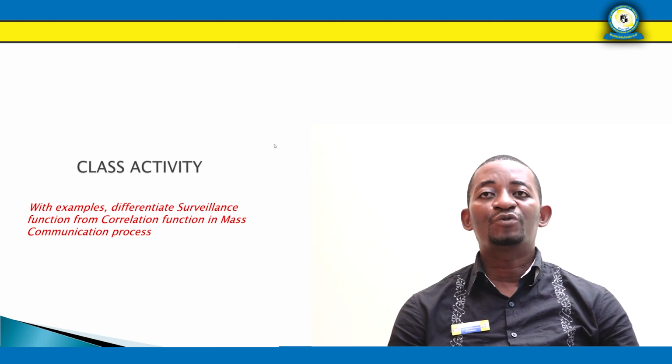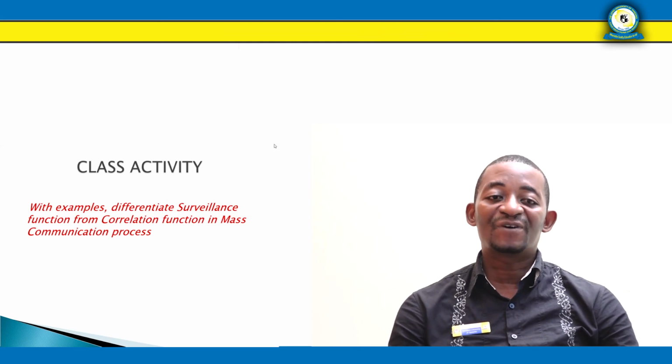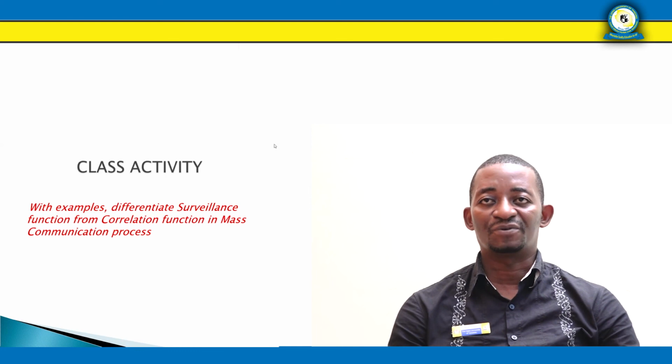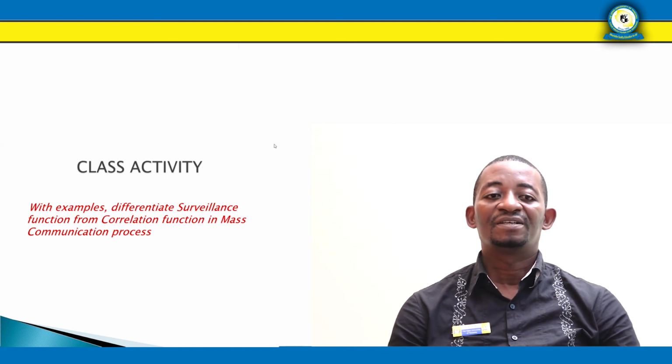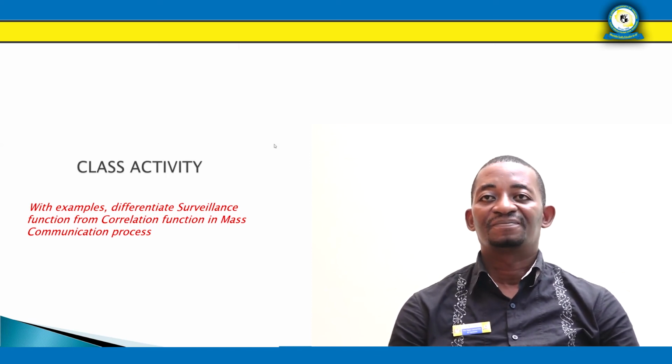Now, I want you to engage in a class activity, and I want you to explain with examples to differentiate surveillance function from correlation function in the mass communication process. I repeat, with examples, differentiate surveillance function from correlation function in the mass communication process.